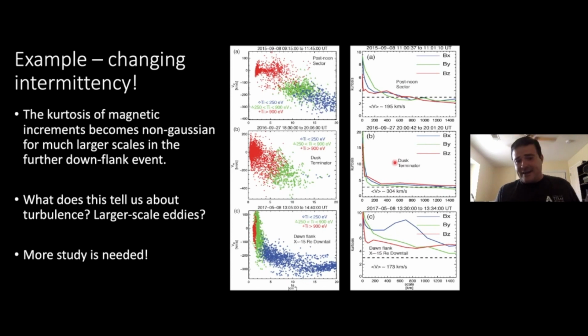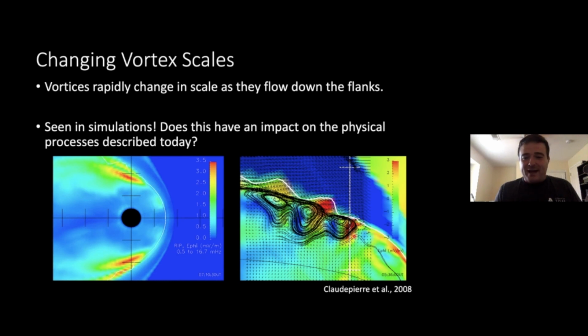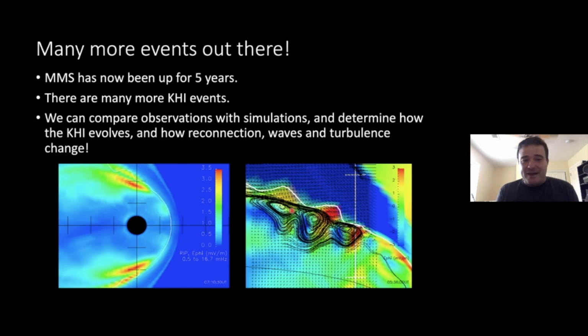So are the eddies getting larger in size? We don't really know. As the Kelvin-Helmholtz grows, the vortices grow as they flow down the flanks. So does that change all of these physical processes we've been studying? And so the question is, who's going to answer that question? There are a lot more events out there. MMS has been up for 5 years, and we can compare observations with simulations.